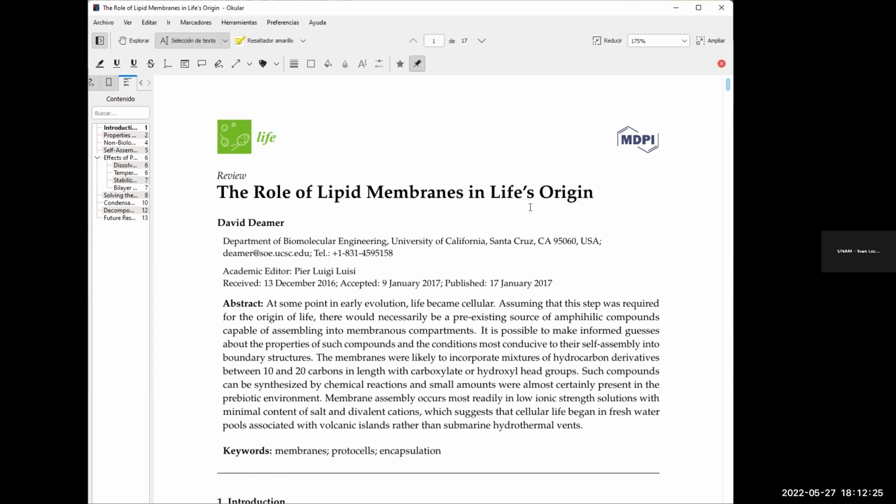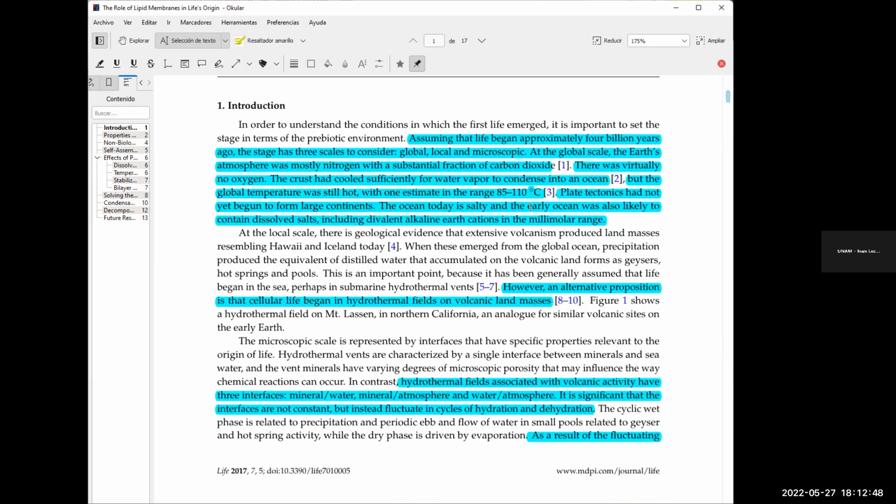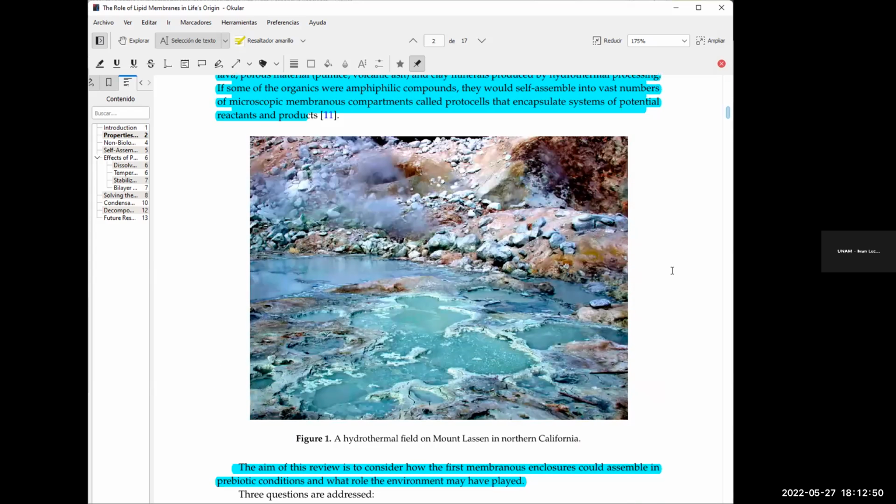I just want to show it because it talks a little about the things that you already said to us about the stability of the membrane in probiotic vesicles. In this paper, they talk about the origin of life in these places. This is a hydrothermal field.